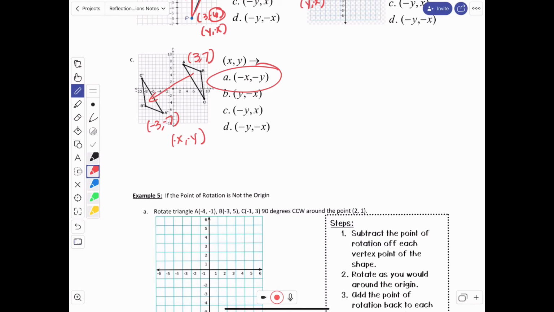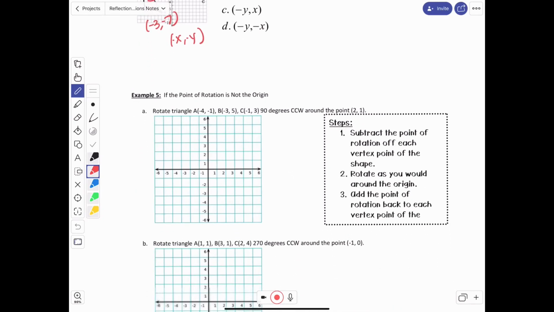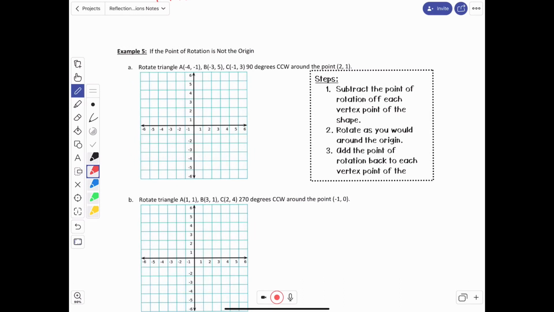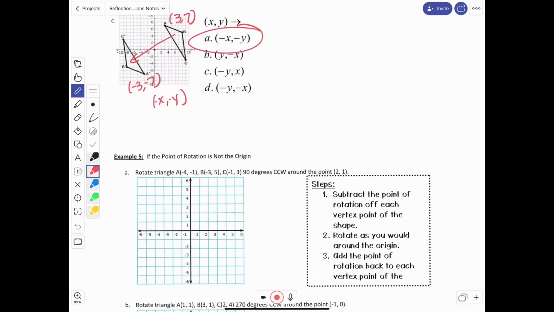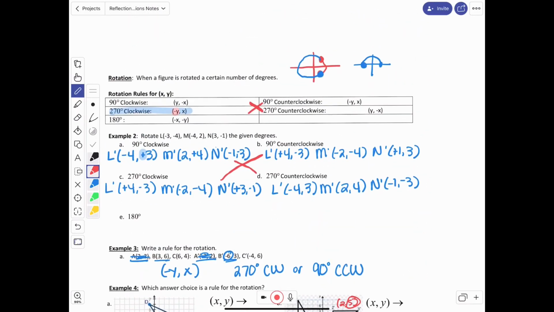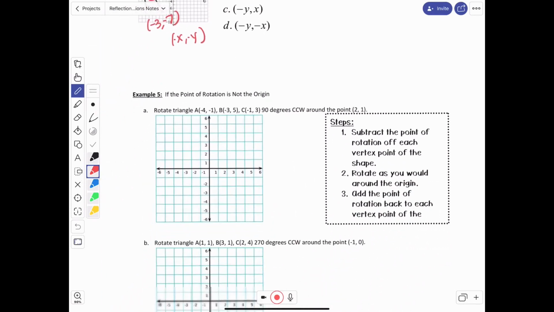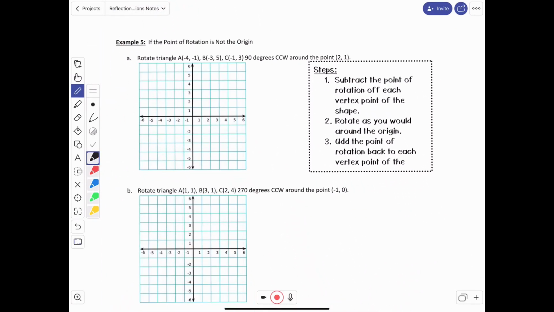Okay. So our next example is if the point of rotation is not the origin, okay? Rotate the triangle 90 degrees counterclockwise around the point 2, 1. So let's say we're not around the origin. These rules up here only applied if it was around the origin. So if we have our triangle, -4, -1, -3, 5, and -1, 3. Okay?